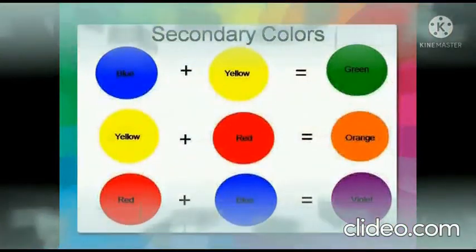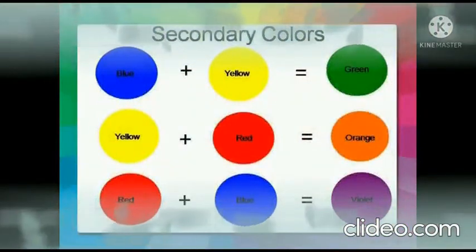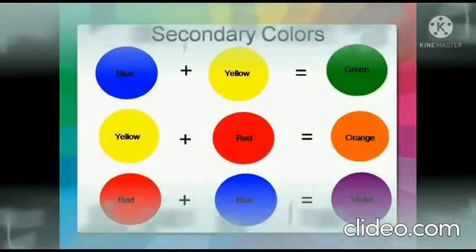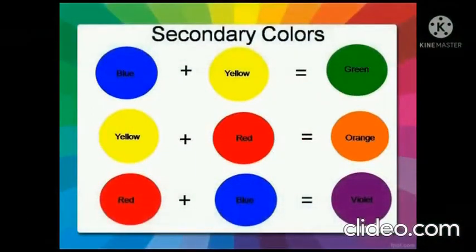Secondary colors. When two primary colors are mixed together in equal amount, a different hue will result. This new hue is called the secondary color. For example, yellow, red, blue are the primary colors. We mix two primary colors. Blue plus yellow gives green color. Yellow plus red gives orange color. Red plus blue gives violet color. These are the secondary colors.